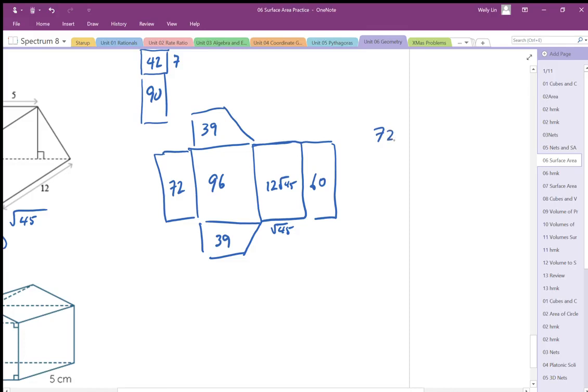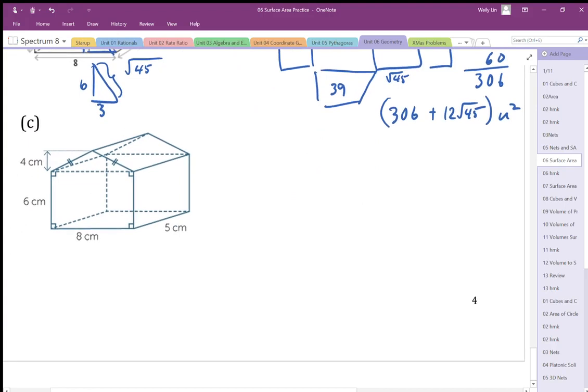72, 39, 39, 96, and 60. And this adds up to 26. So I get 9, 12, 15, 24, 30. So I'm getting 306. Okay, so that's going to be 306 plus 12 root 45 units squared. Okay, and if you want to work out the decimal value, you can just type that into your calculator.